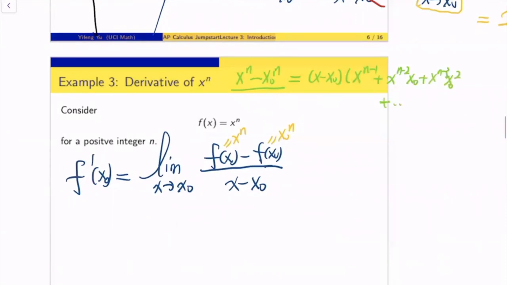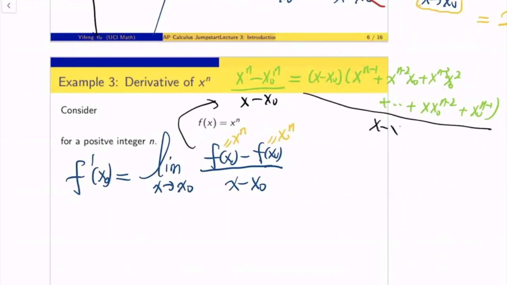And all the way to x times x zero to the n minus two, plus x zero to the n minus one. Okay, now if you divide this by x minus x zero, we get a cancellation. So this just equals the limit.